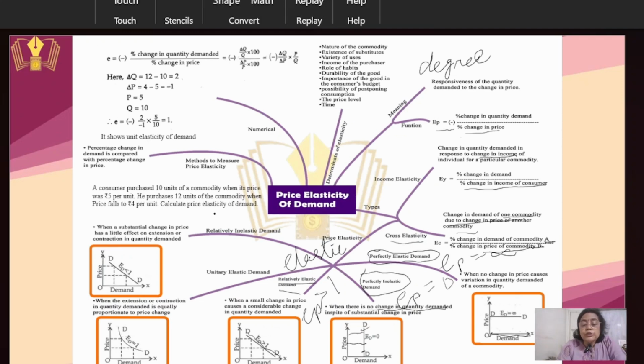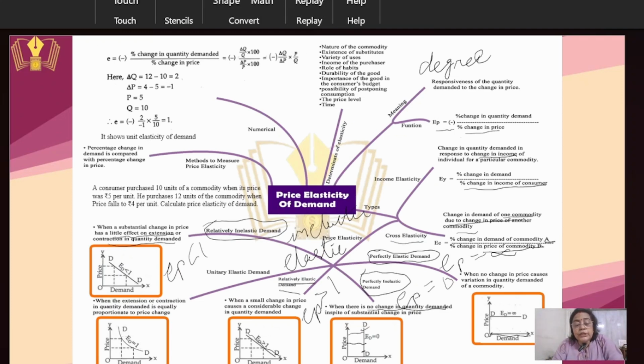Now relatively inelastic demand, or we can even write it as inelastic demand. When a substantial change in price has only a slight effect on the extension or contraction in quantity demanded, that means a substantial change in price, but the change in the quantity demanded is less. So this one we can write as EP is less than 1.